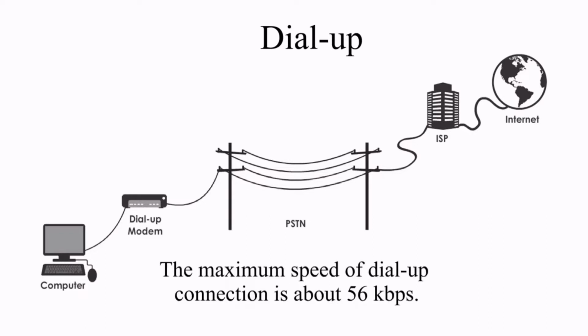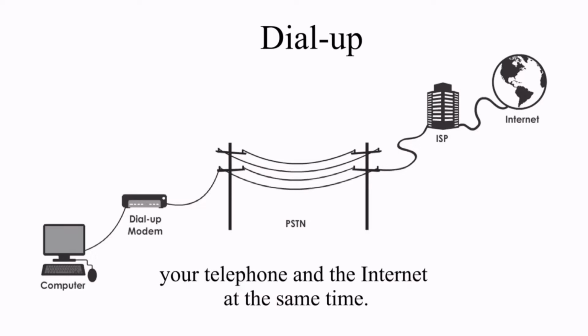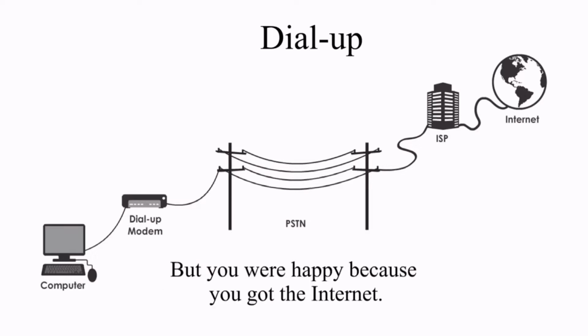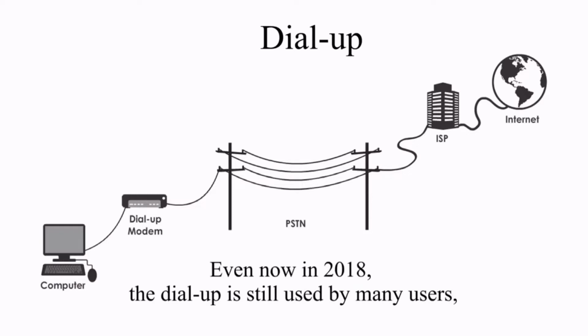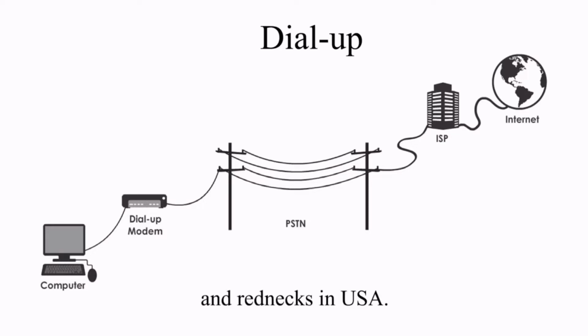The maximum speed of a dial-up connection is about 56 kilobits per second. It is very slow, and you cannot use your telephone and the internet at the same time. But you were happy because you got the internet. Even now in 2018, dial-up is still used by many users, especially those in remote areas and rednecks in the USA.